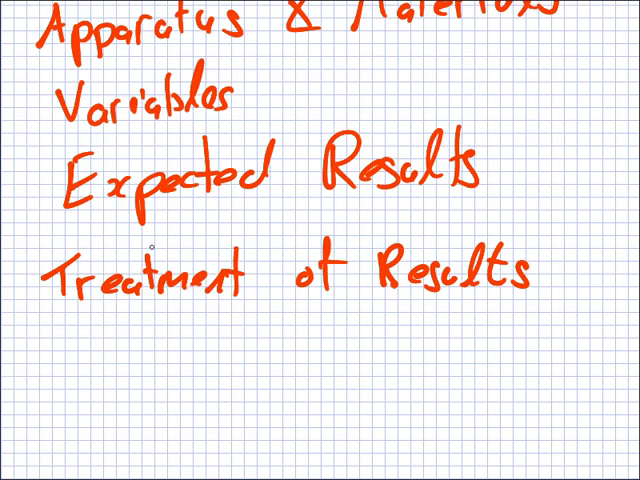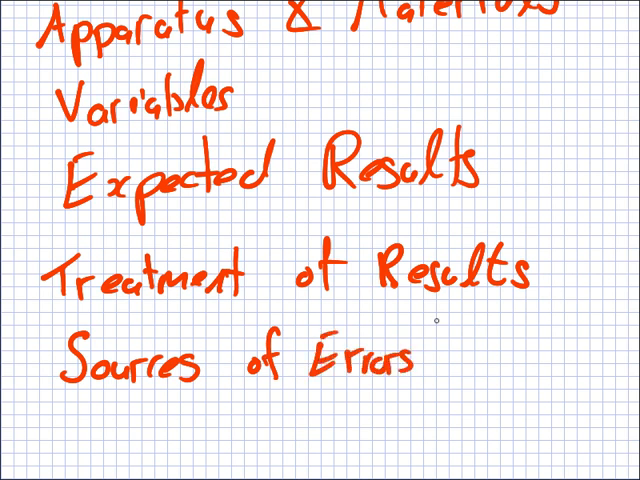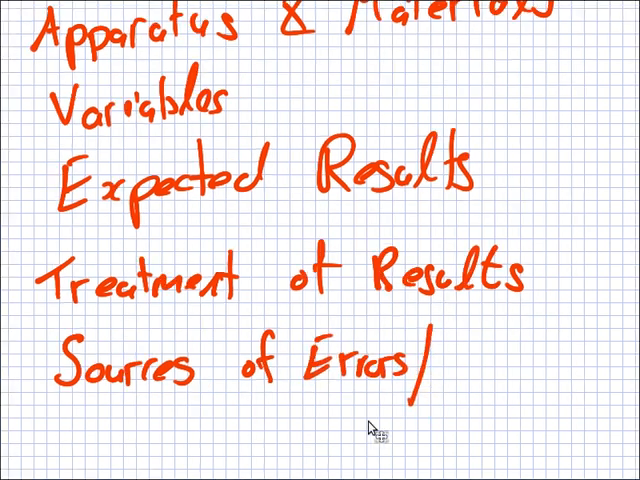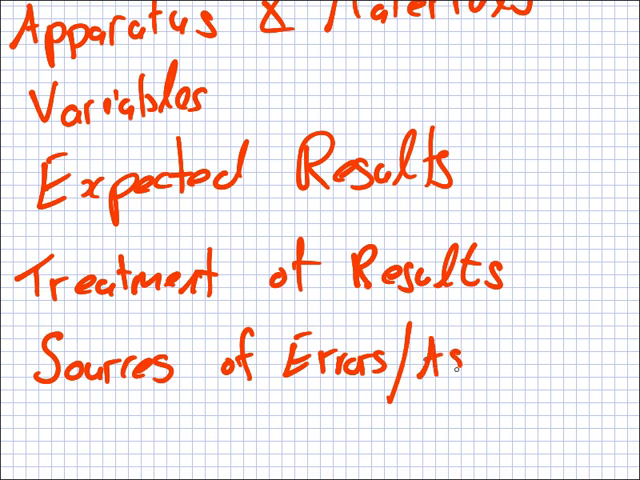Okay, and the last thing, the last section, sources of errors, or in other words, other potential problems, assumptions. So with every experiment, you're going to have to make some assumptions in order to do the experiment. And also, with every experiment, you're going to have some sources of error.